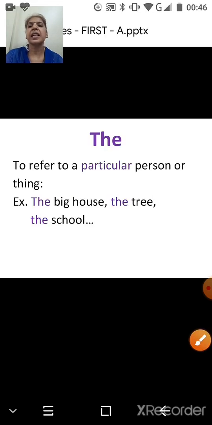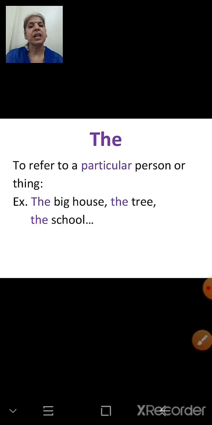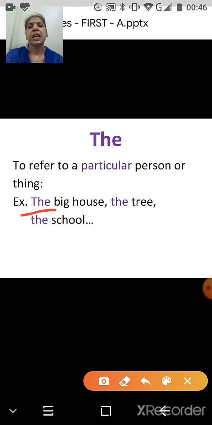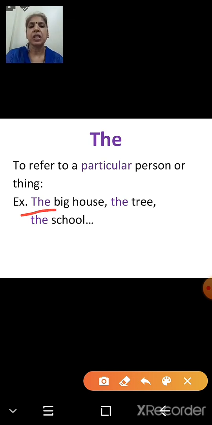Now the next article is the. We use the to refer to a particular person. If we refer to a specific person or a thing, we use the. For example, the big house. It means I am referring to a particular house, a specific house. Then we say the big house. Or the tree fell down. So the tree, the school. So we use the article the if it is referring to a particular person or thing.